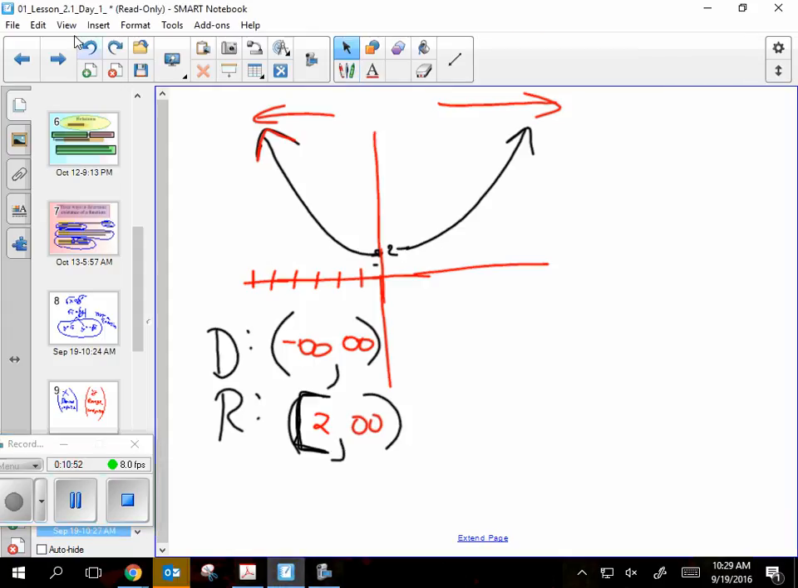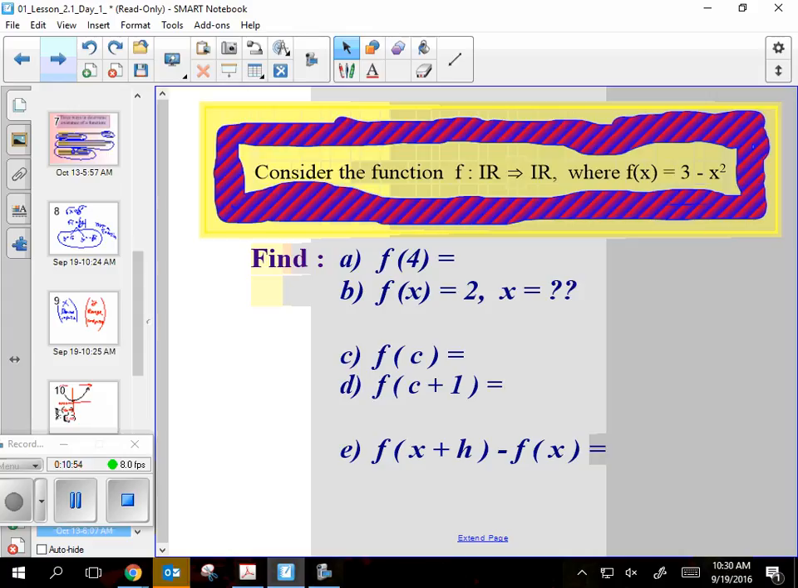Good call. So let's get into the hardest part. This is the last and hardest part of the new lesson. And that is where we take functions and we stick things in them. This is baby functions, f of 4. You just stick a 4 in the function. But it is important to think about where you should stick it in the function.